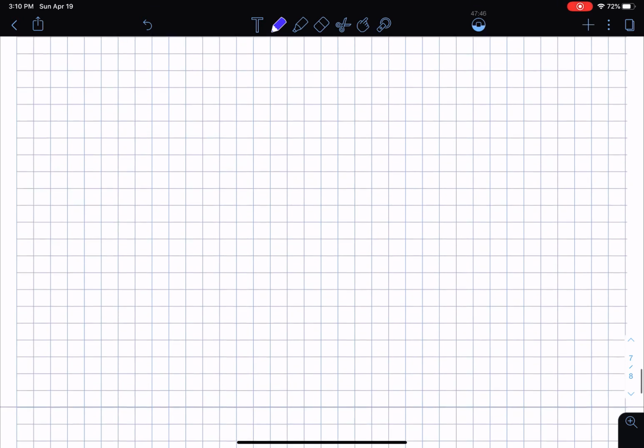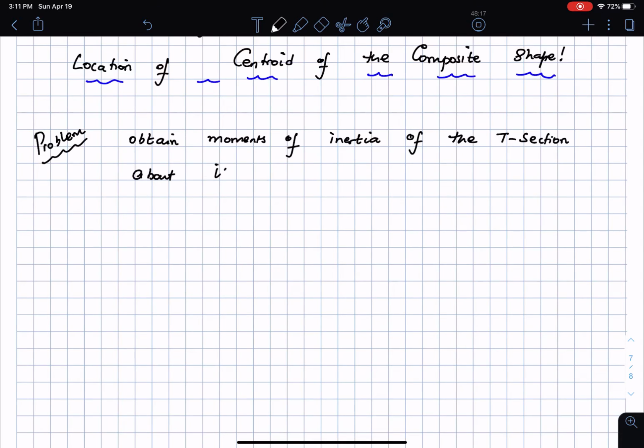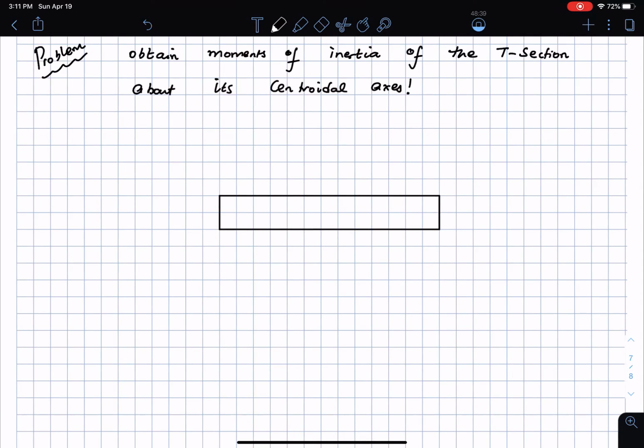Okay, let me see if I have enough space here for one problem. I think I can start off a problem here. So problem: obtain the moments of inertia of the following cross section about its centroidal axis. Okay, so let me draw the T section first. Okay, and here is the T section from the previous lecture. I think it was mostly a symmetric T section. I hope this turns out to be symmetric as well the way I draw it.